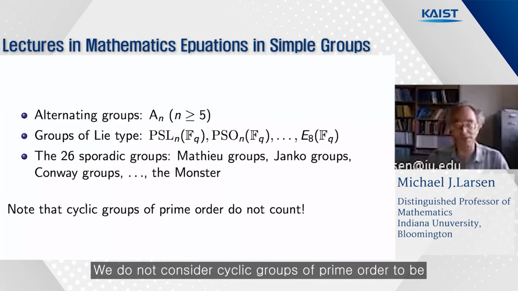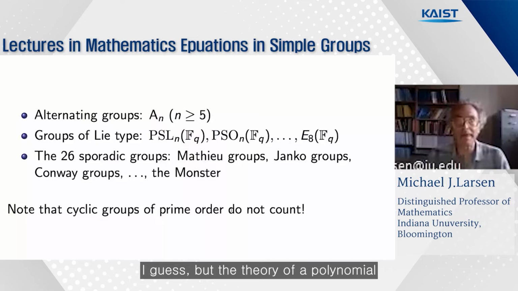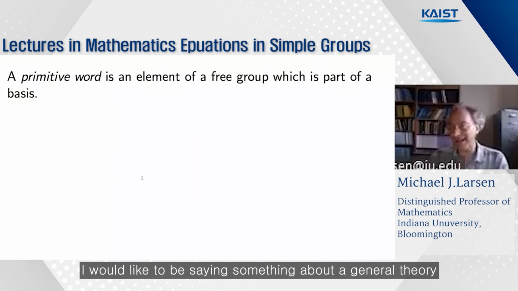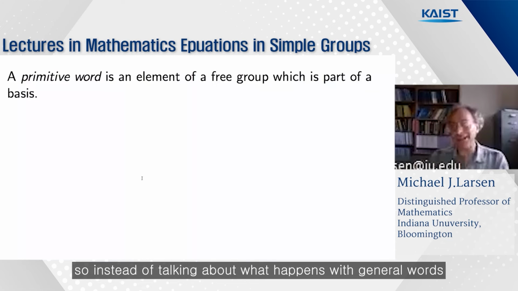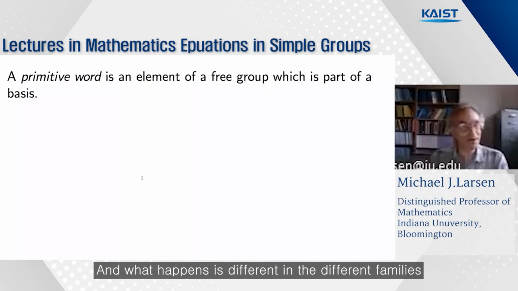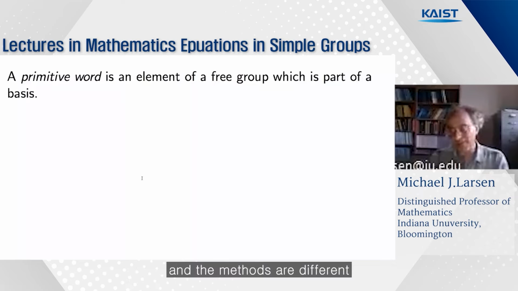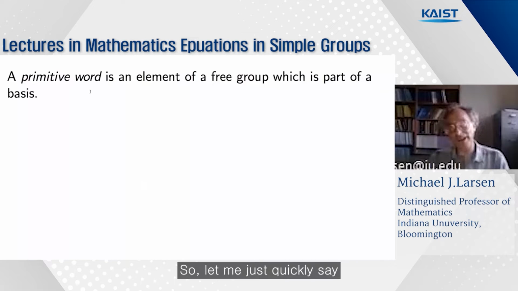We do not consider cyclic groups of prime order to be simple groups. I mean, they are, I guess, but I would like to be saying something about a general theory, but we don't really know anything about the general theory. So instead of talking about what happens with general words, I'm going to talk about several different families of words where we do understand what happens. And what happens is different in the different families, and the methods are different. Okay, so let me just quickly say, what is a free group?